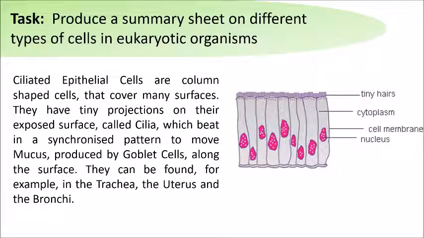Ciliated epithelial cells are columnar in shape. They cover many surfaces, and by the fact that they're ciliated, have a large surface area. They have tiny projections on their surfaces called cilia, which beat in a synchronized pattern to move mucus along that is produced by goblet cells. They can be found in the trachea, uterus, and bronchi. You will also find ciliated cells in the digestive system.